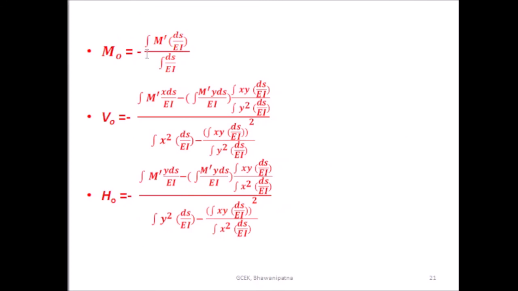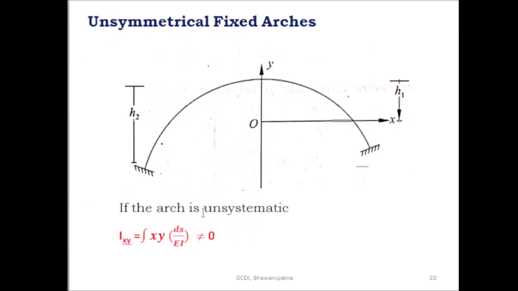MO is equal to minus integration m dash ds by EI divided by integration ds by EI. Then VO is equal to minus integration m dash x ds by EI minus integration m dash y ds by EI into integration xy ds by EI divided by integration y square ds by EI, all divided by integration x square ds by EI minus integration xy ds by EI divided by integration y square ds by EI. Similarly HO you can find from this relation. So you can find MO, VO, HO for the unsymmetrical fixed arch.